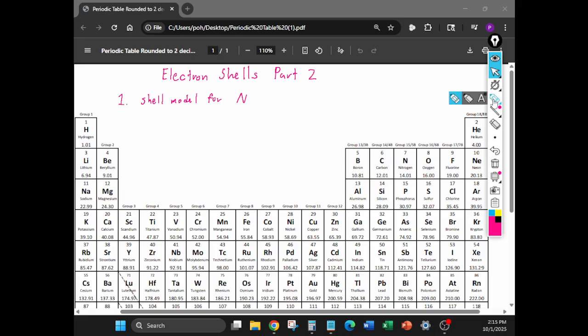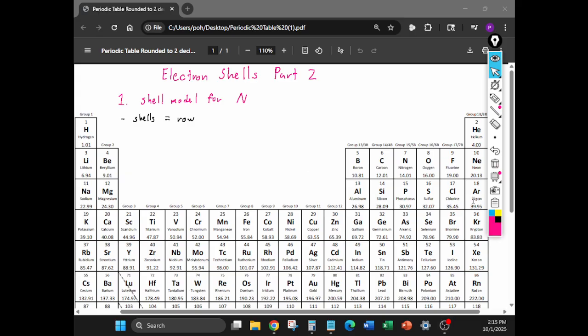Alright, so we learned about shell models last time, and so we're going to be reviewing that because we're building on top of it today. So for the shell model, the first rule, if you guys remember, is that the number of shells an element has is equal to the row that it is in. So the number of shells an element has depends on the row on the periodic table that it is in.